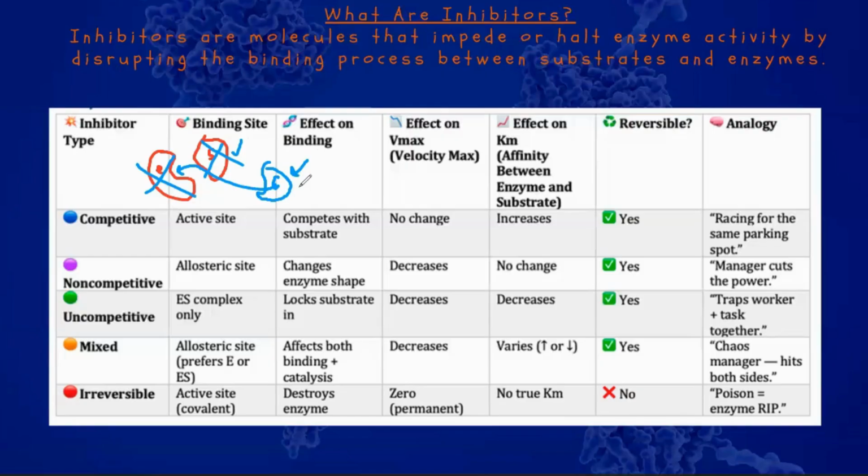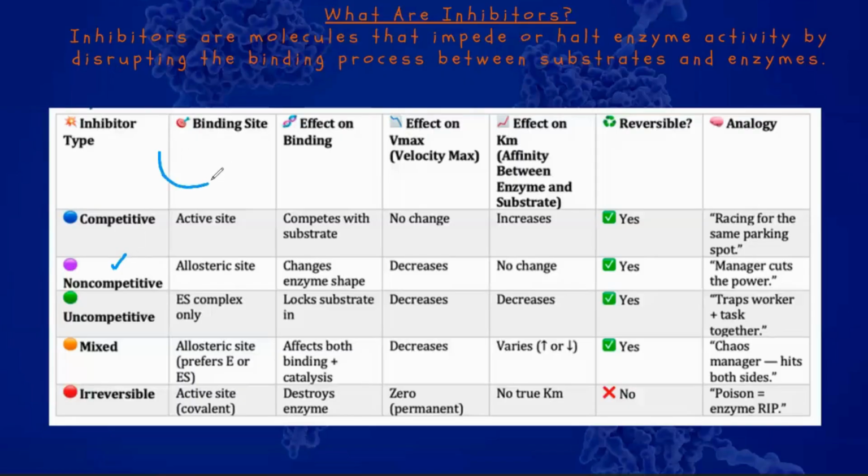Competitive inhibitors are like two different cars that are racing for the same spot. So that's what we mean by competitive inhibitors. They're competing for that enzyme at that active site. Now let's talk about non-competitive inhibitors.